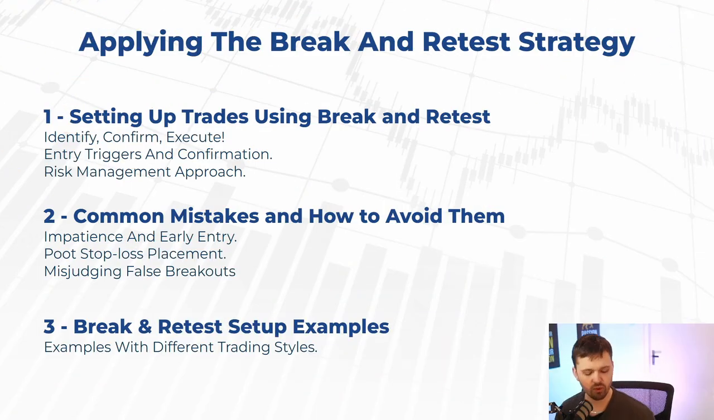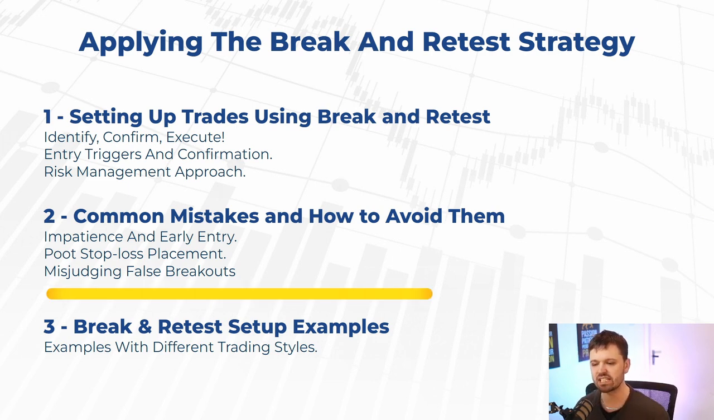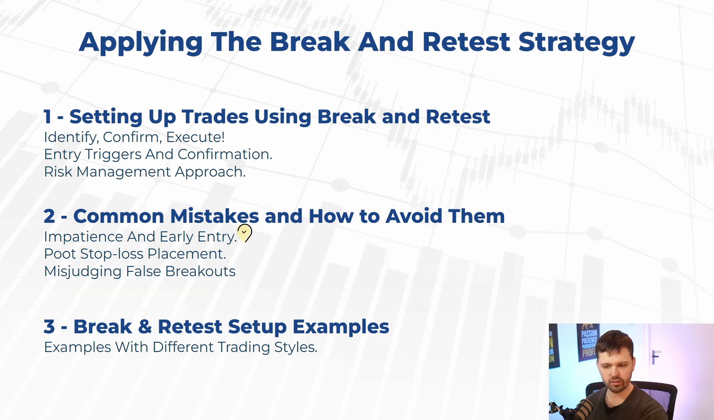Now, what I want to focus on going forward is the second section of this part number 2, and that is common mistakes and how to avoid them. And you can see here that it says impatience and early entry. It should say poor stop loss placement and then misjudging false breakouts. I'm going to change that, sorry about that.